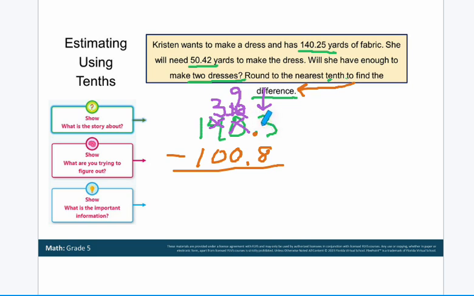Well, what's 10 plus 3? 13, right? I know 13 take away 8 is 5. Bring my decimal down. 9 take away 0 is 9. 3 take away 0 is 3. So I got 39 and 5/10. Hopefully you got the same thing.